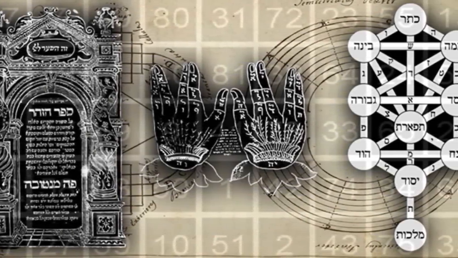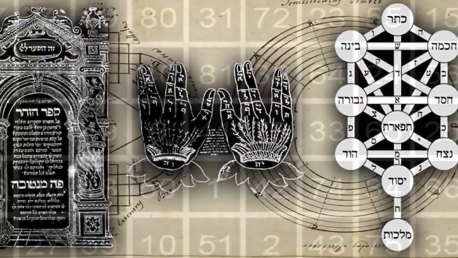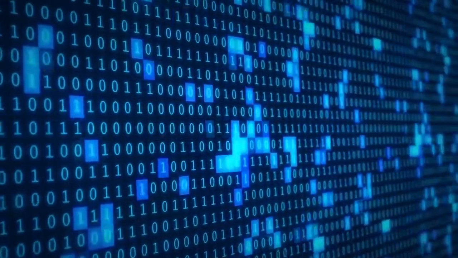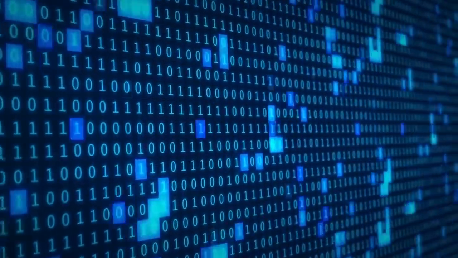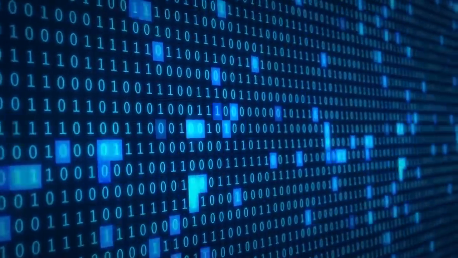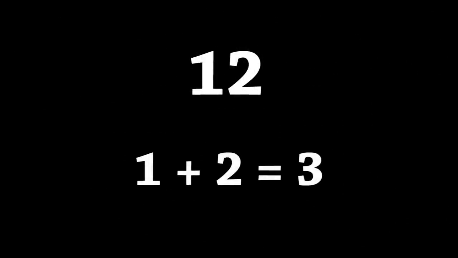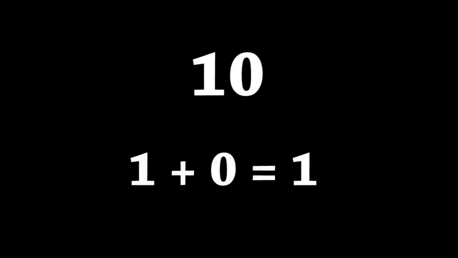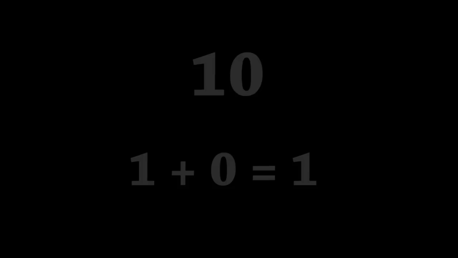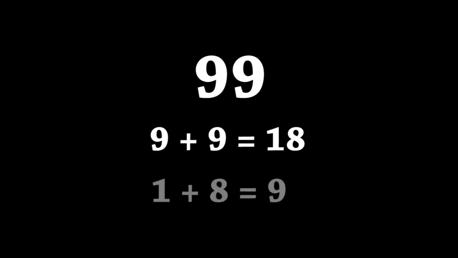That said, the process of reducing a number down to one digit between 1 and 9 is also common practice not only in numerology, but also in mainstream science, such as with computer programming. So, for example, a number such as 12 would be reduced to 3 by adding 1 plus 2. The number 10 would be reduced to 1 by adding 1 plus 0. The number 99, for example, would be reduced by adding 9 plus 9, making 18, and further reduced by adding 1 plus 8, giving us 9.